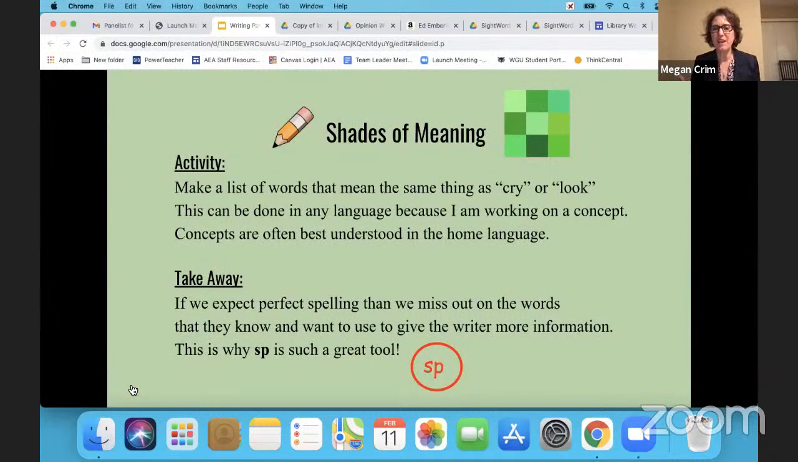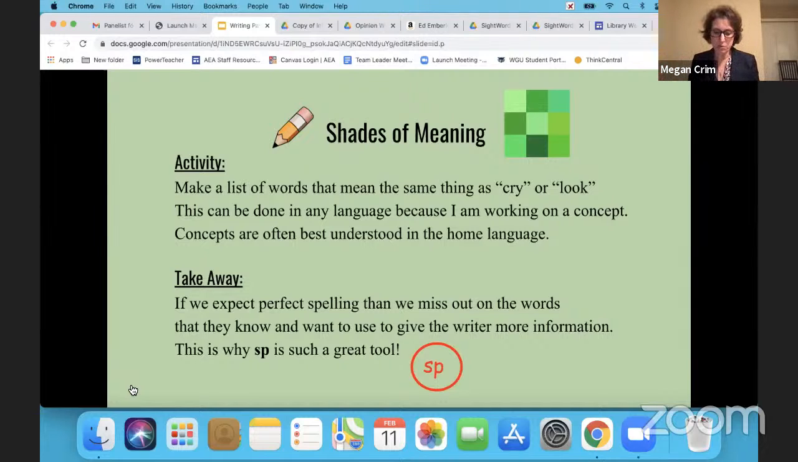So if a kid who hasn't heard books and who hasn't heard stories, they're going to use the word said all the time instead of cried or laughed. And in the classroom, we would act this out. We would act out the shades of meaning for the word cry.